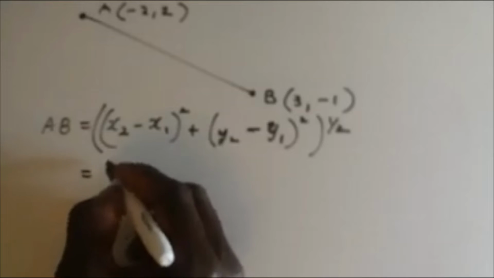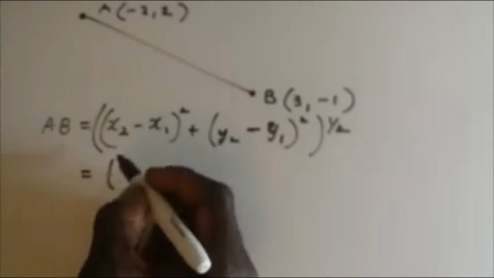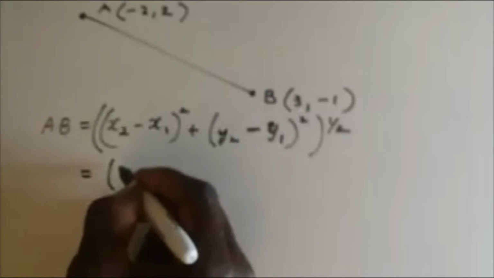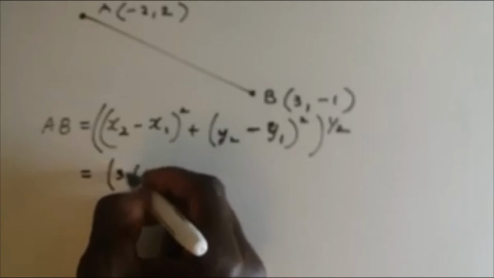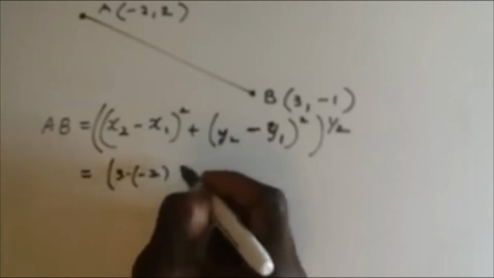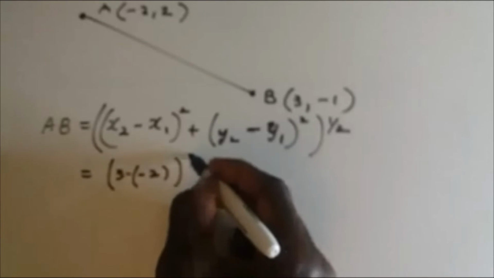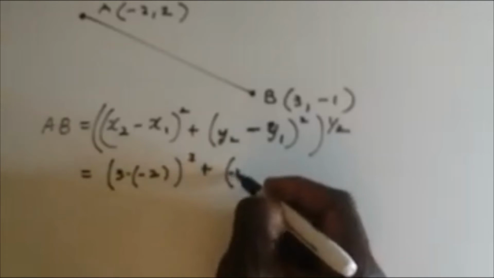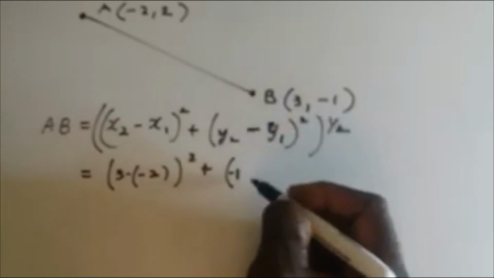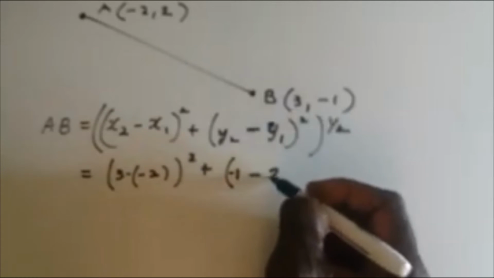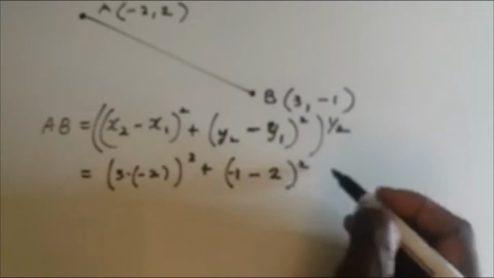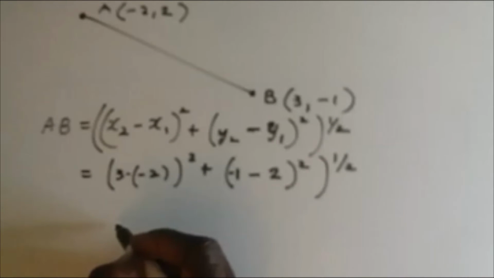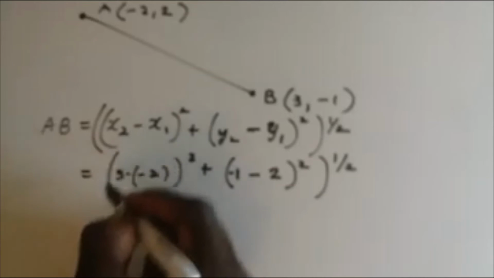So this is equal to, what we have is x2 minus x1, which is 3 minus 2. We must square that. We add -1, y2 minus y1, and square that. We raise this to a power of a half.